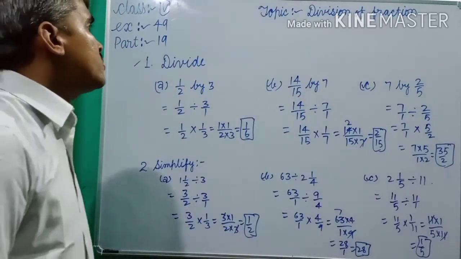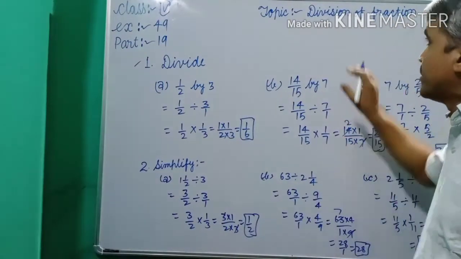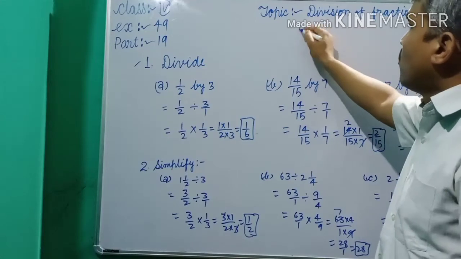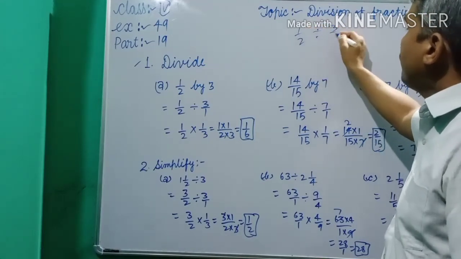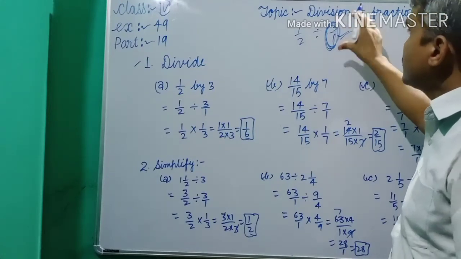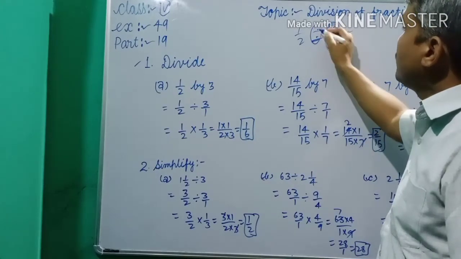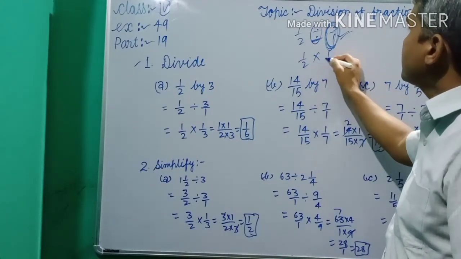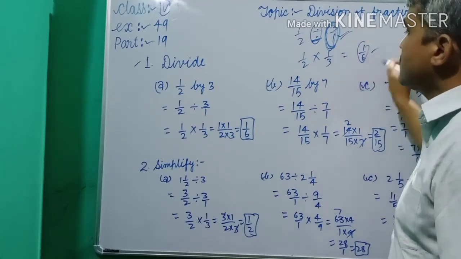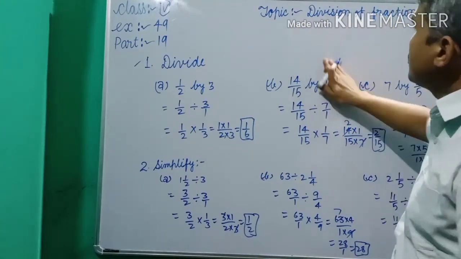I hope that you understand division of fractions. One point to note in this topic: 1 by 2 divided by 3 by 1, take the reciprocal of the second fraction, and here instead of division put the multiplication symbol with the reciprocal, and you find 1 by 6. This is the answer. In this way you solve the questions on division of fractions.